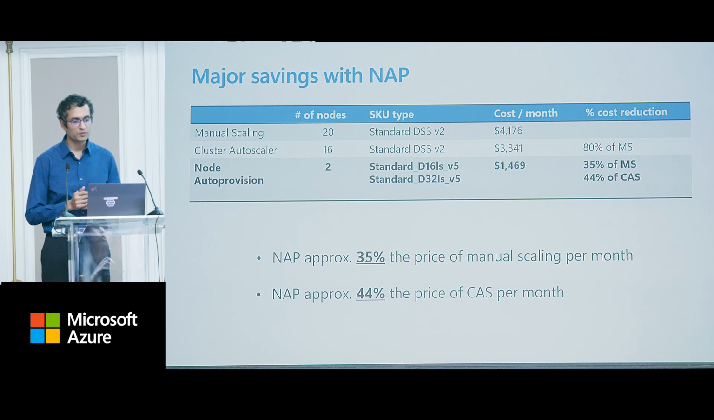So these were some major findings where, from a cost angle, you can consider node auto provisioning, and it sort of simplifies the choice of SKU as well. So you can see the SKUs are very different from what we ended up going with for manual scaling.